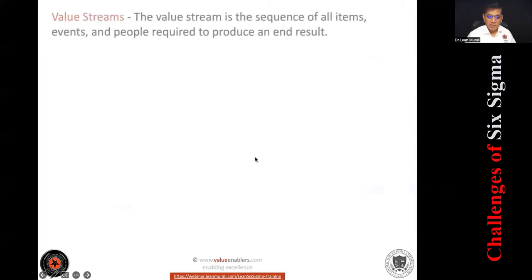All right. Let us look at what I call a value stream. Value stream is a very important concept. I have a separate session on value stream mapping. I'm going to give a very high level view of what a value stream is. A value stream is nothing but a sequence of all the items, events, and people required to produce the end result.